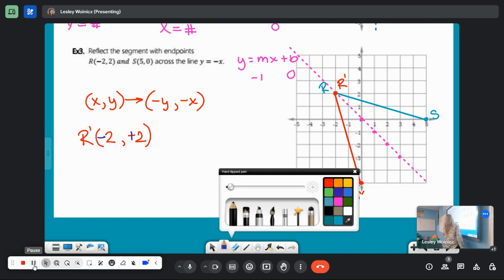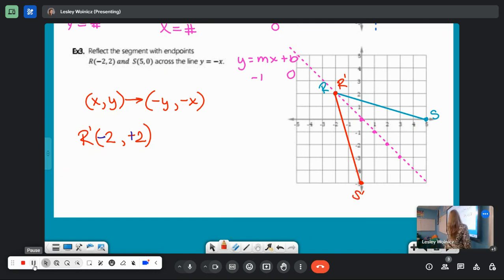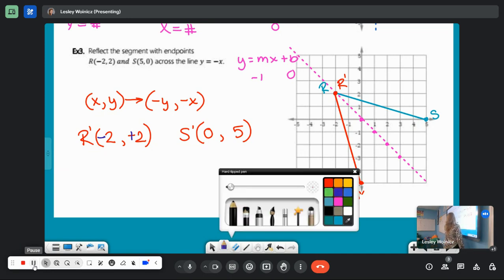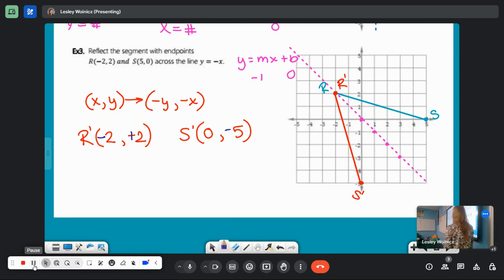Okay, what about S? Okay, I'm going to switch their spots, 0, 5, and change their signs. What's the opposite of 0? 0. And then I make the 5 negative. And that's where we landed.